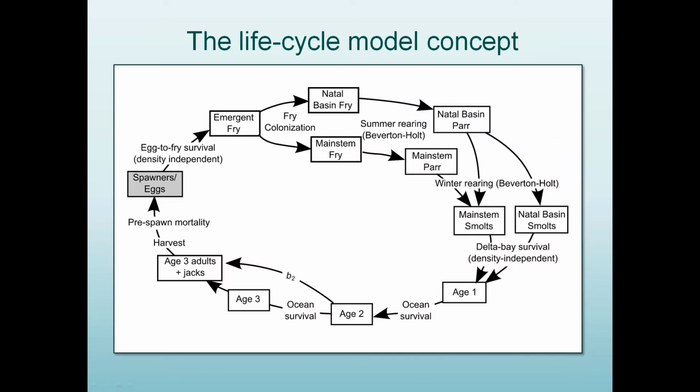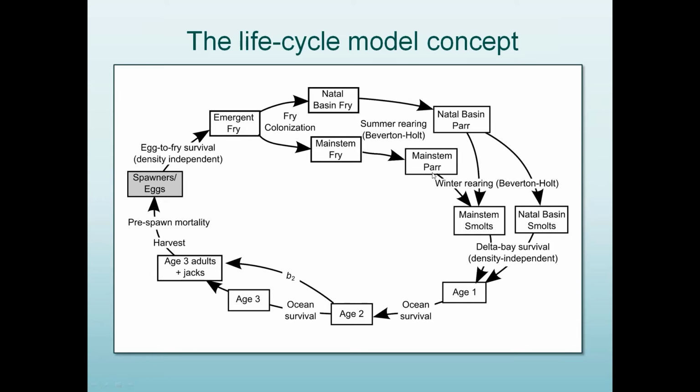So the life cycle model concept. This is a diagram for coho, and you see the gray box on the left is where we start. So spawners, we have spawners returning to the basin. They deposit eggs, and then that goes through the incubation stage, the egg to fry stage. You have emergent fry and a colonization stage, and then you have a summer rearing stage here.